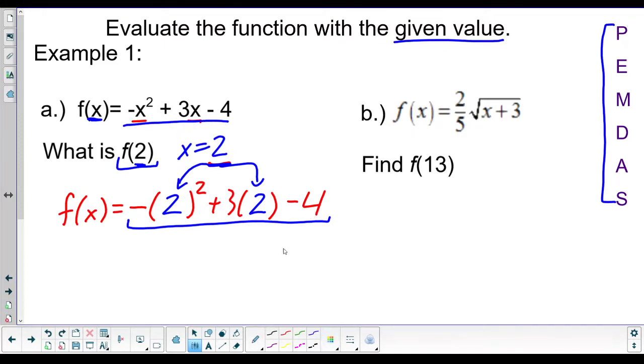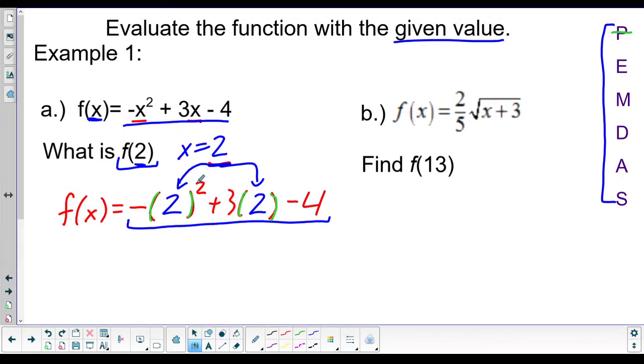Inside of our parentheses, we have parentheses here and here. We cannot simplify anything inside. Inside these parentheses is the number 2. There's no math operation inside here for us to do. So parentheses is already done. We don't have to worry about that. Let's move on to exponents.